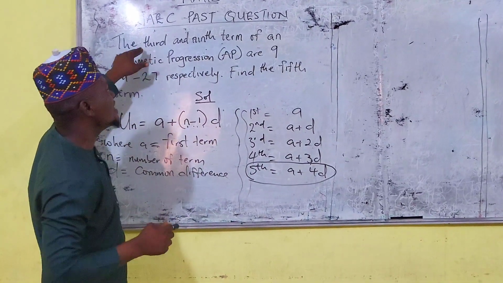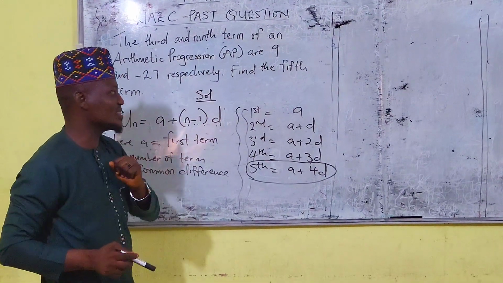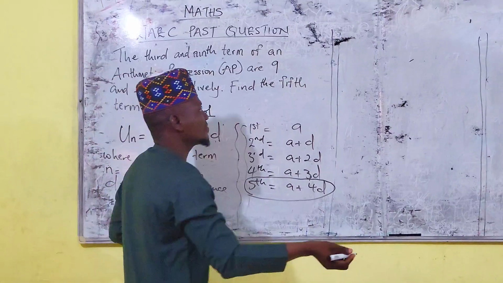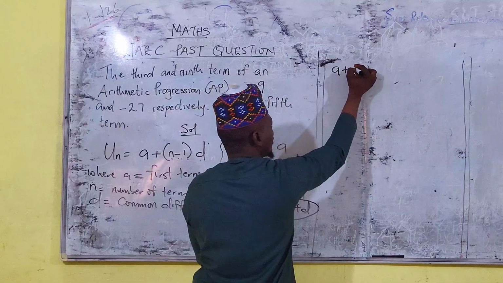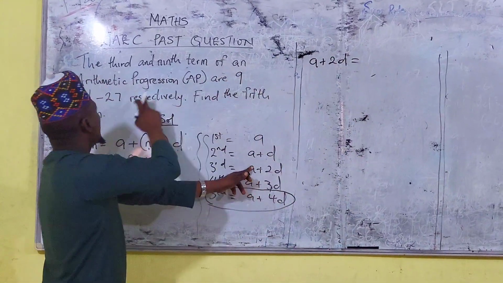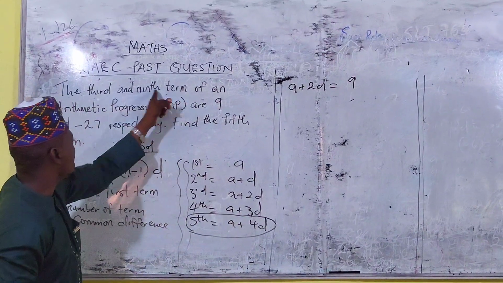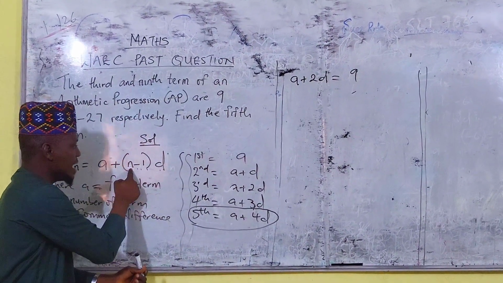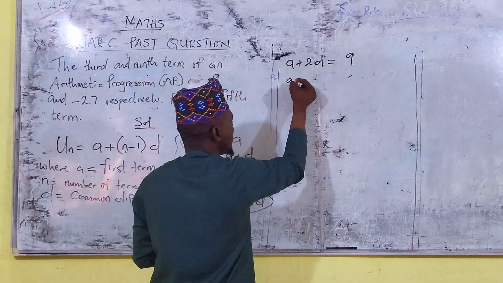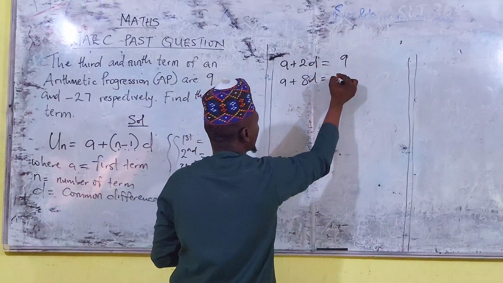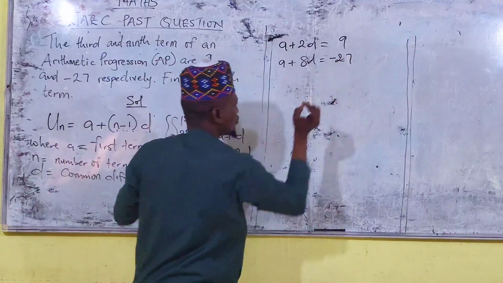Let's check. They say the third term and ninth term of an AP are 9 and minus 27. Now let's follow the third term pattern. For the third term, which is a plus 2d, we can say a plus 2d equals 9. Are you with me? Now the ninth term, when you put 9 minus 1, we'll have 8d. That will be a plus 8d. So the ninth term, a plus 8d, equals minus 27.